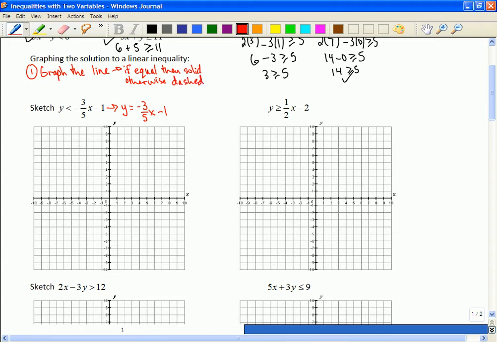So let me show you what this means. If you see the equals sign, like in this one right here, that means you can include everything on that line. So you draw a big, thick, solid line. Whereas this one does not let you be equal. So we can't actually touch that line because that line is everywhere that it is equal. So to show that it's not actually the line itself, we draw a dashed line saying it's everything that's one side of this, but it doesn't touch the line.